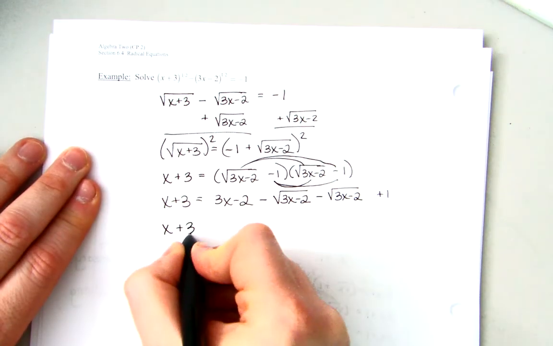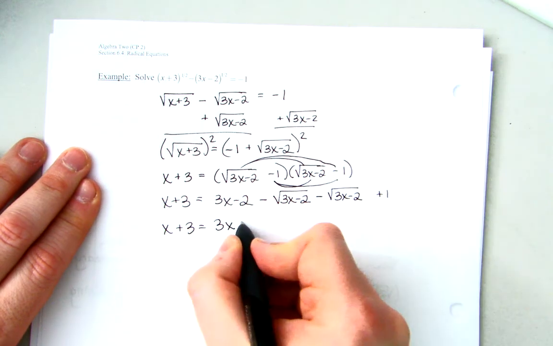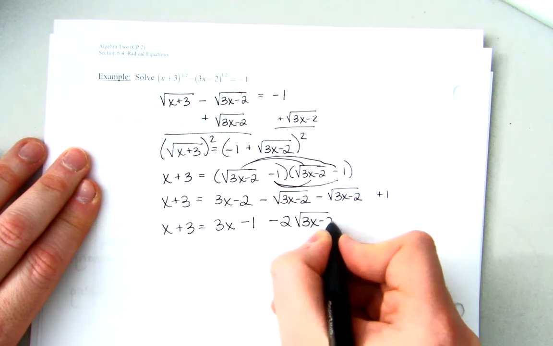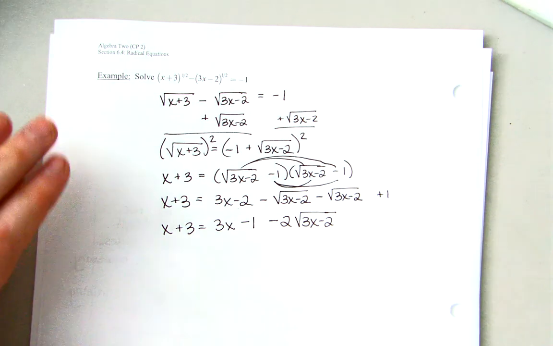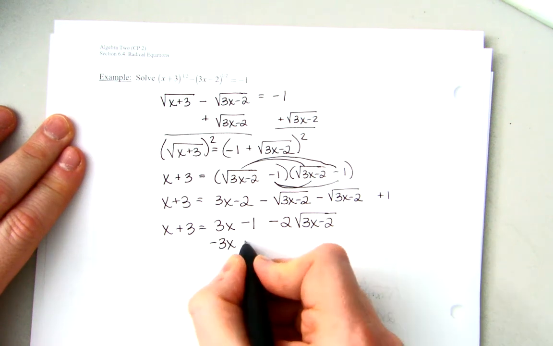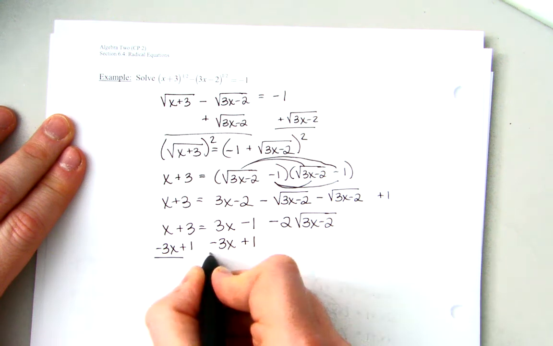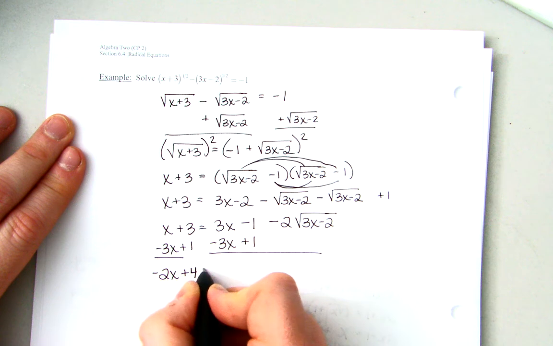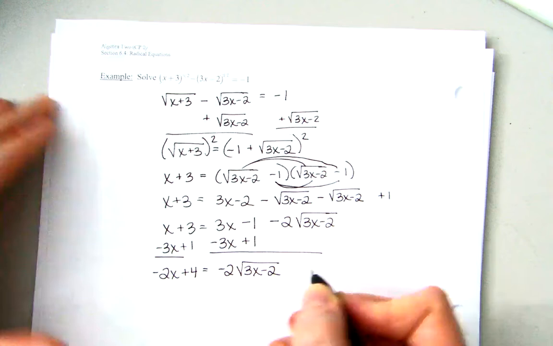I've got x plus 3 here. 3x is already good. Negative 2 plus 1 gives me negative 1. And then minus 2, root 3x minus 2. I'm going to go and move the 3x minus 1 to the other side. So minus 3x plus 1 and minus 3x plus 1. Negative 2x plus 4 equals negative 2 root 3x minus 2.